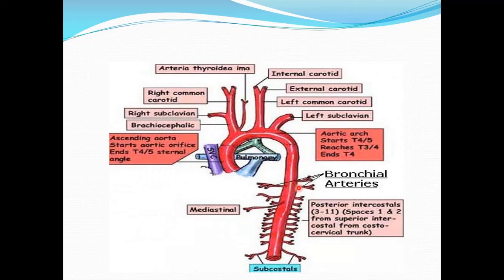Now, the lung also receives the nutritive supply through bronchial arteries. Bronchial arteries are the branches of the aorta. This is the diagram showing you the origin of the bronchial arteries. So, this large vessel is the aorta. This is the descending part of the aorta. So, bronchial arteries are the branches of the descending aorta.